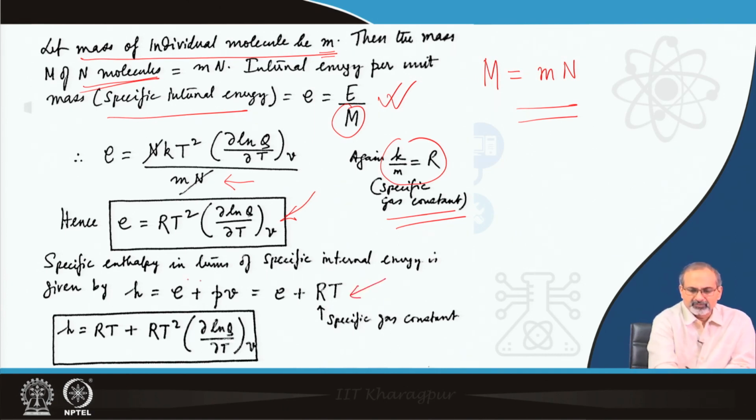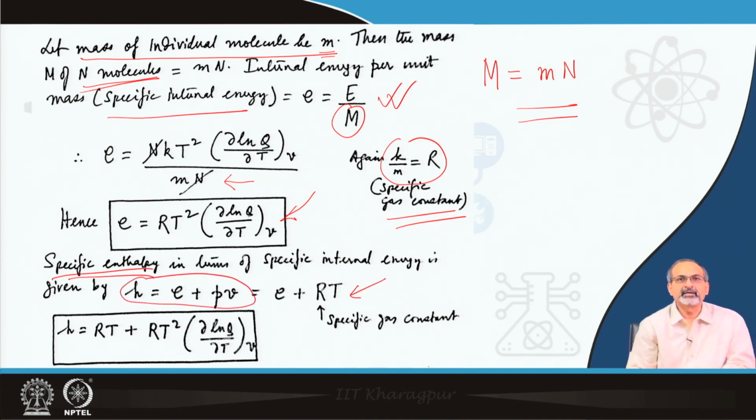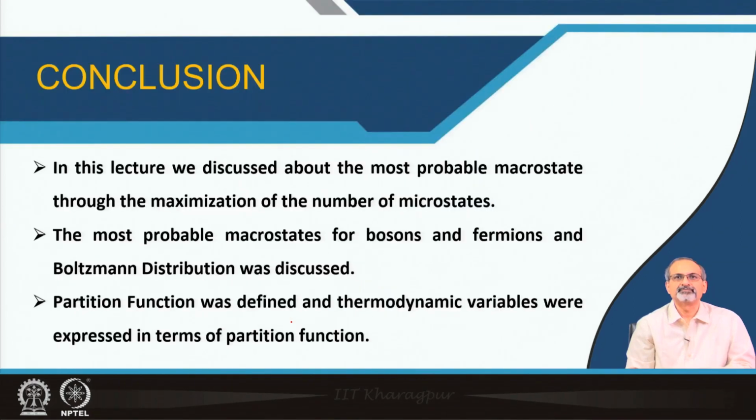From here again we can go into specific enthalpy, because we know about this identity that specific enthalpy can be represented in terms of specific internal energy and the product of pressure and specific volume, and thereby you also get an expression for specific enthalpy.